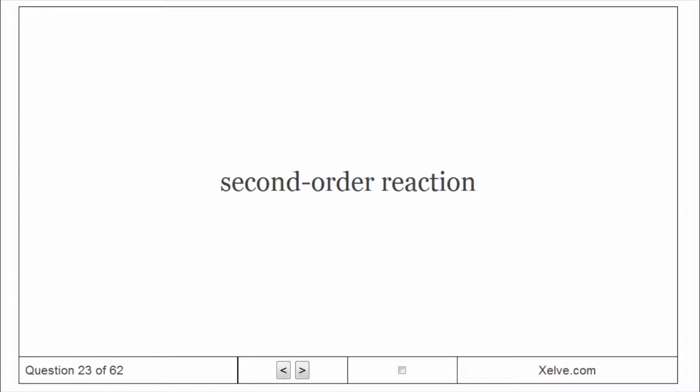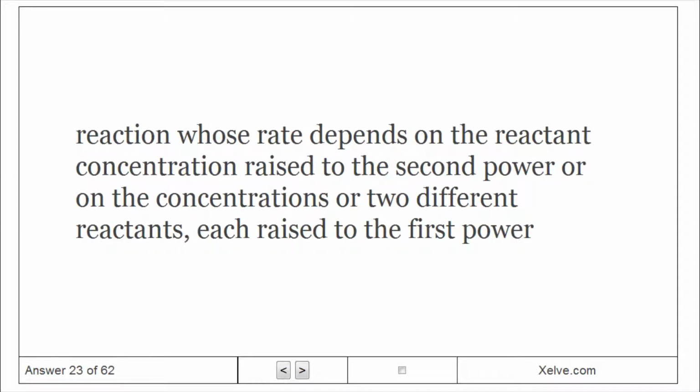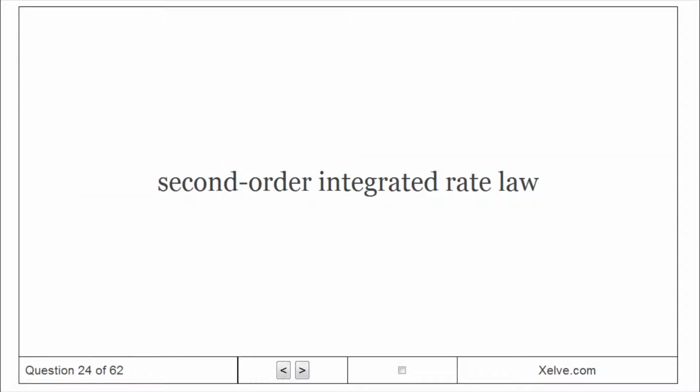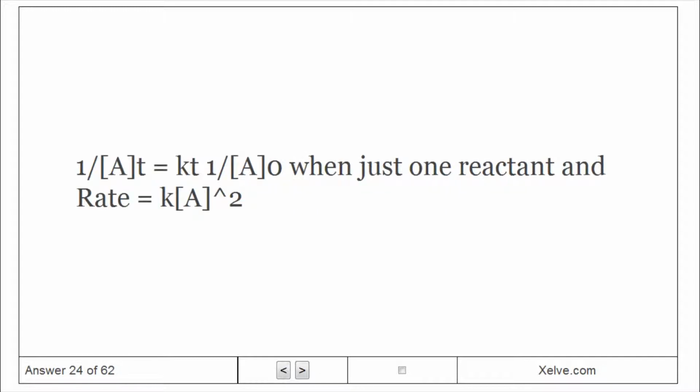Second order reaction. Reaction whose rate depends on the reactant concentration raised to the second power, or on the concentrations of two different reactants, each raised to the first power. Second-order integrated rate law: 1/[A]t equals kt plus 1/[A]0 when just one reactant and rate equals k[A] squared.